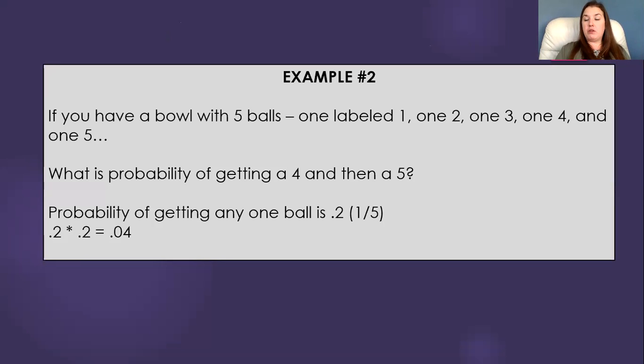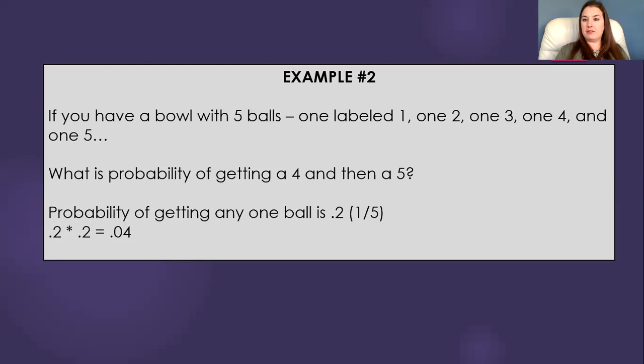So the first step is to figure out what's the probability of pulling out any one number. And the probability of getting any one ball is 0.2, right? It's 1 out of 5. You have a 1 out of 5 shot of pulling out a 4, and you have a 1 out of 5 shot of pulling out a 5. Because this is a multiple trial question, this is an and question. The probability of getting one thing and then another, we know we multiply those 2 probabilities. So 0.2 times 0.2 is 0.04. So it's actually only a 4% chance that in 2 draws, you're going to get a 4 and then a 5.